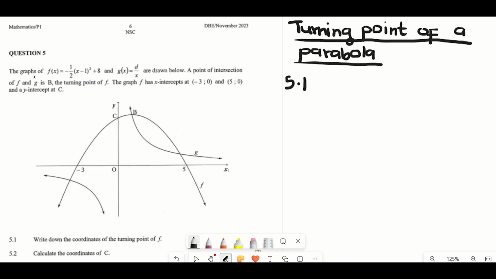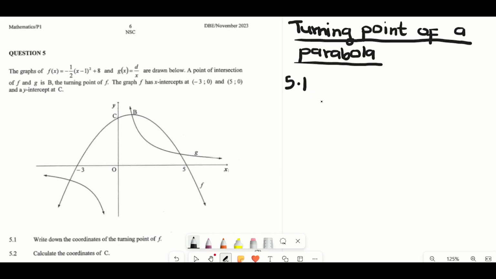So they're saying to us the graphs of f of x equals negative half, open bracket, x minus 1, close bracket, squared, plus 8, and g of x equals d over x are drawn below. So they've given us the equations of the graphs drawn below. And then they're saying a point of intersection of f and g is B, the turning point of f. So B is the turning point of f and also a point where these two graphs intersect. The graph f has x-intercepts and a y-intercept at C.